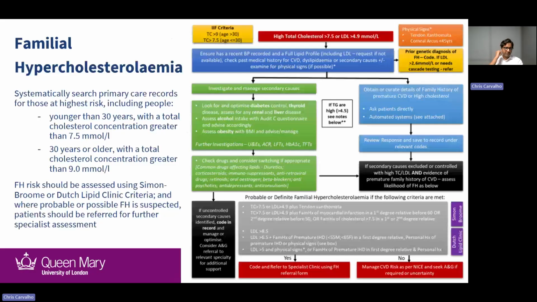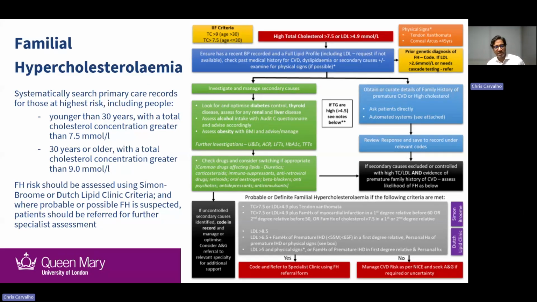The other part of cholesterol is around familial hypercholesterolemia. We did a huge amount of work on this when the IIF was initially produced. The indicator there asks you to search your records and find patients younger than 30 who've got a high reading of 7.5, or over 30 who've got a high cholesterol of over 9, and then apply either the Simon Broome or the Dutch Lipid Clinic criteria. Great calculators online, and it should be there on the template as well.